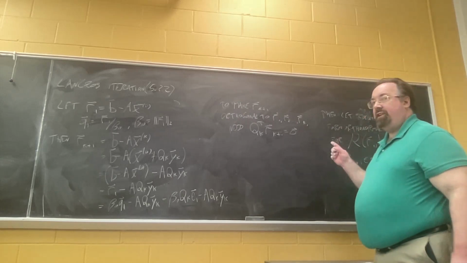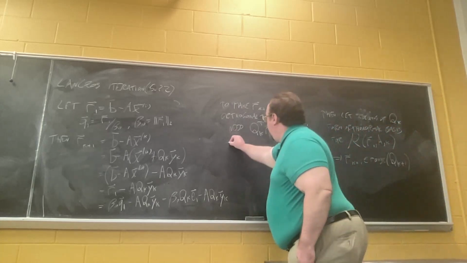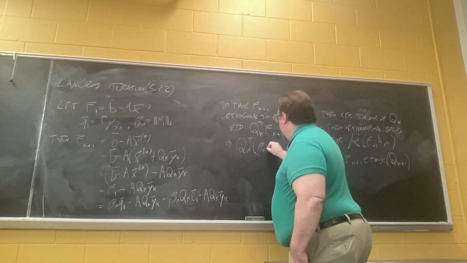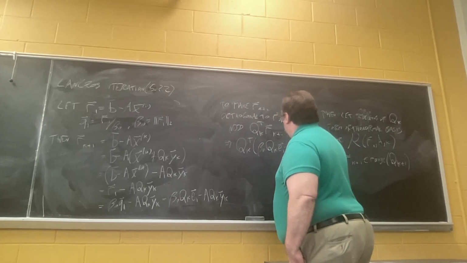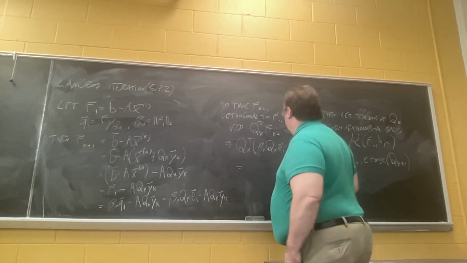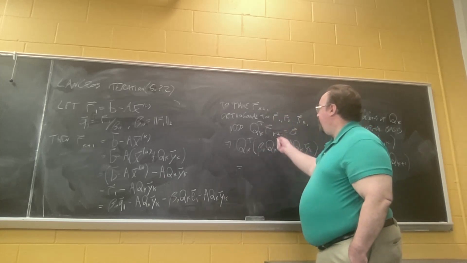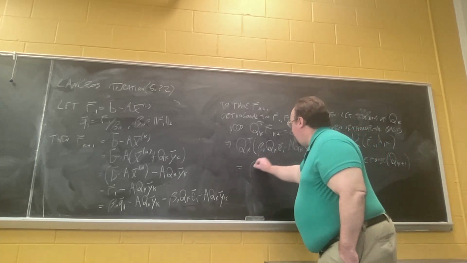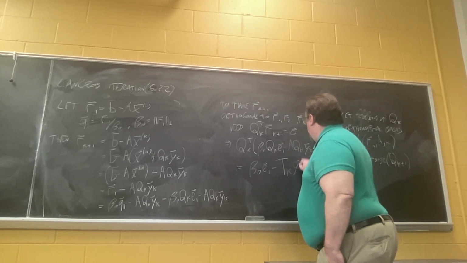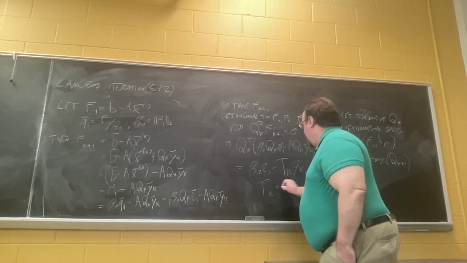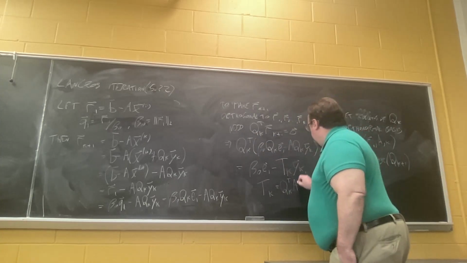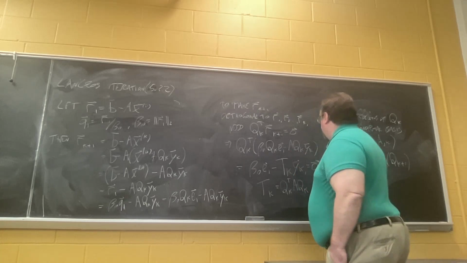Now I have an expression for RK plus 1. It's right here. So QK transpose RK plus 1 is QK transpose times beta naught QK E1 minus A QK YK. Now, QK transpose QK is identity. So I just get beta naught E1 minus capital TK YK, where capital TK is defined to be QK transpose A QK. And this must be 0.